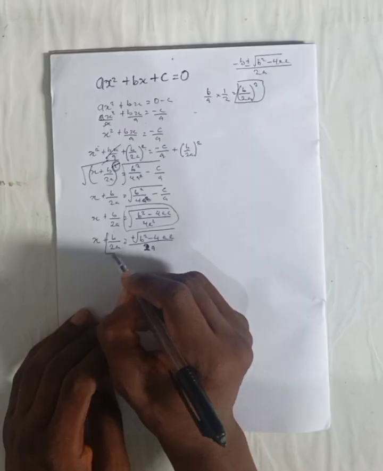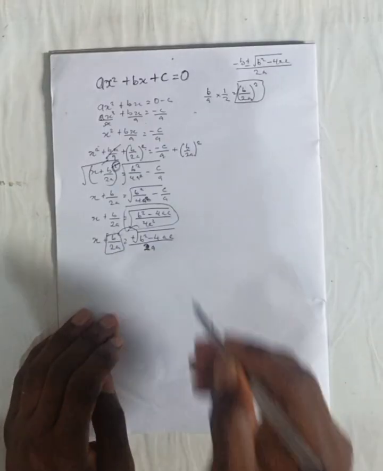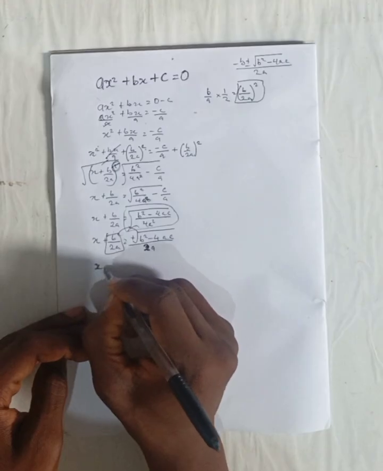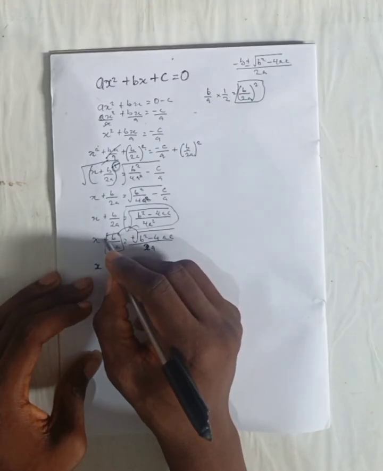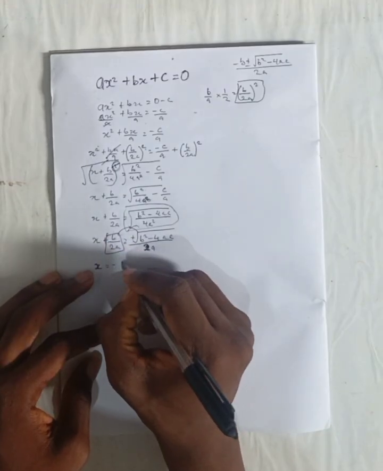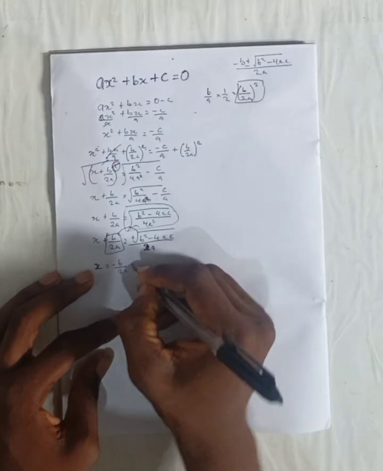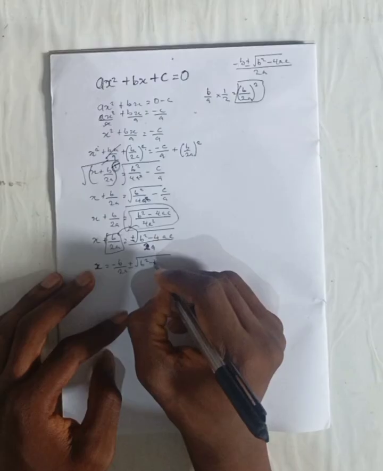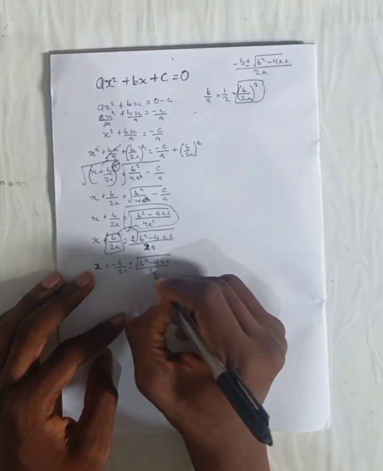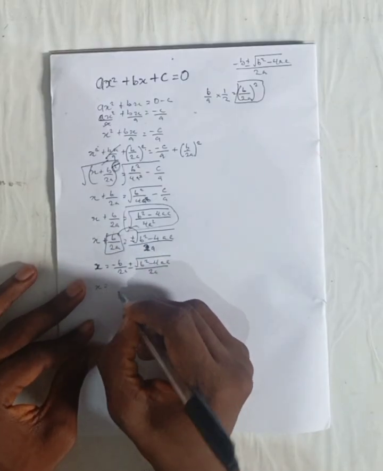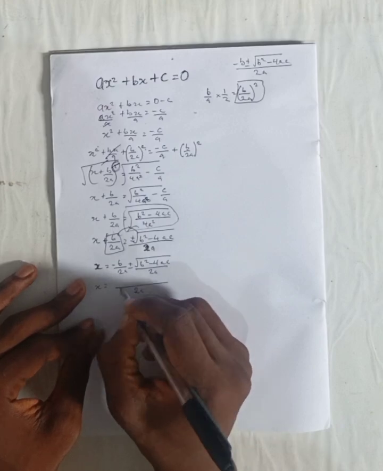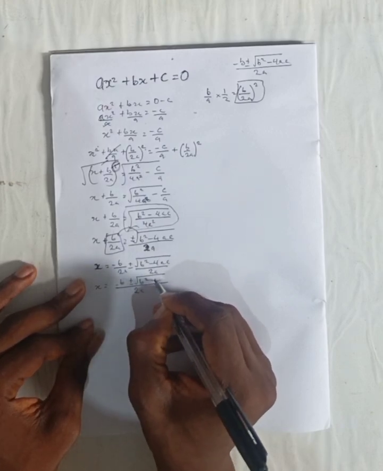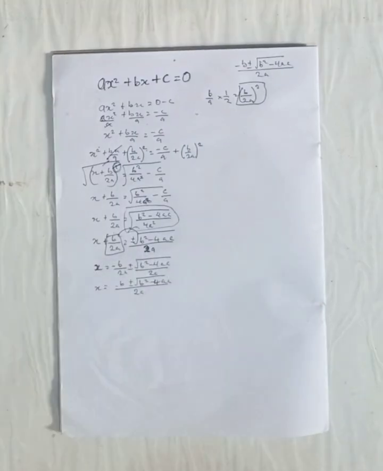So we're going to take this one to meet this one, and for that to happen, x equals, when this plus crosses to the other side, it changes to minus b over 2a plus or minus the square root of b squared minus 4ac over 2a. X equals, find the LCM, which is 2a, minus b plus or minus the square root of b squared minus 4ac. And that's how it's done.